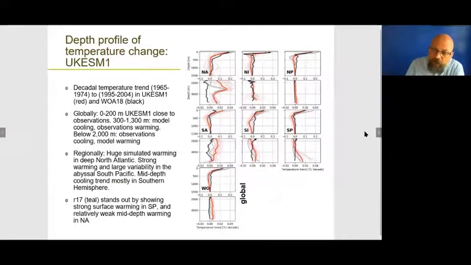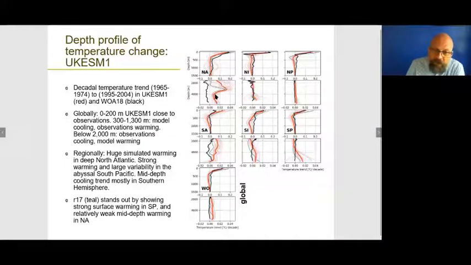And if we zoom further into one of the models, this is the UK Earth System model. And here we look at the depth profiles. So this is just temperature change, not ocean heat uptake, for the 6 individual basins: Northern, Southern Hemisphere, Atlantic, Indian, Pacific, and globally. And then we see that the UK models tend to match the warming in the top 200 meters. The UK ESM ensemble cools in the top 1,000 meters below that, where the observations warm, and then it's the opposite in the abyssal ocean, where the simulations warm and the observations suggest a cooling.